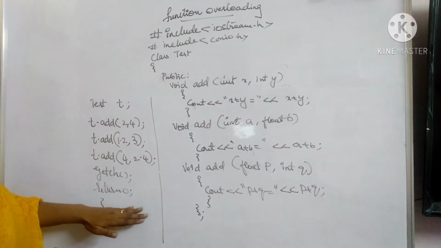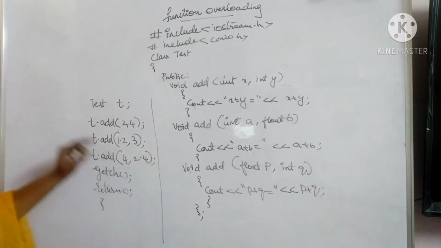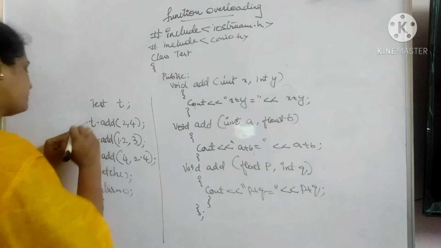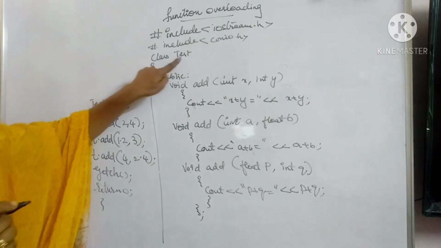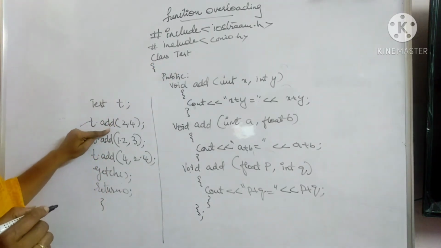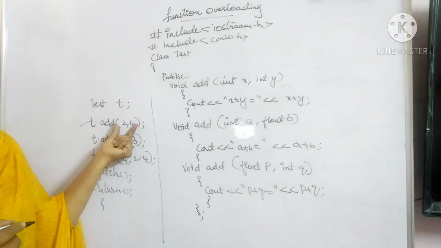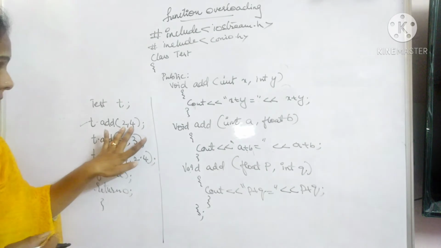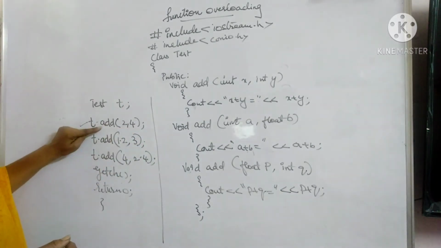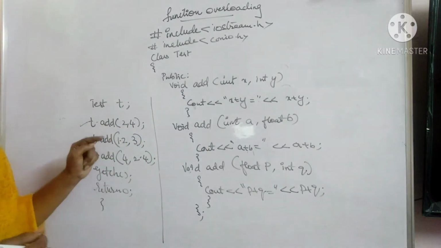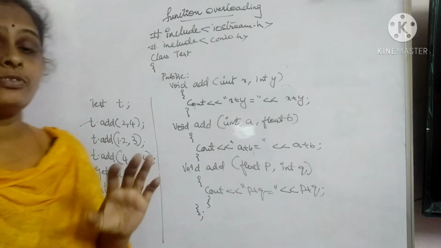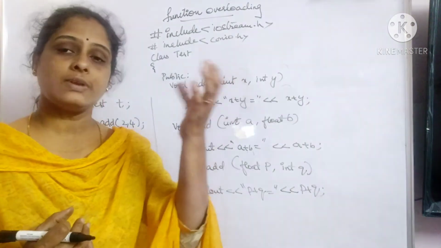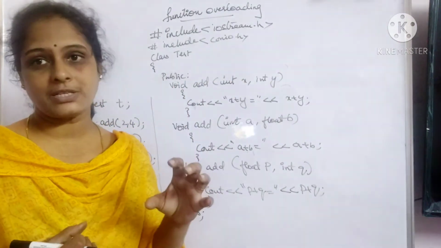Fine. If we execute this one, in the first case, t is the object of the class test. Here what did I do? Add. What are the arguments I have passed? 2, 4. If you see here, the names are the same, add. But the compiler will not get confused, because it will compare depending on the arguments you have sent.